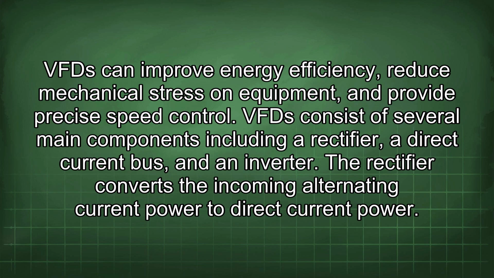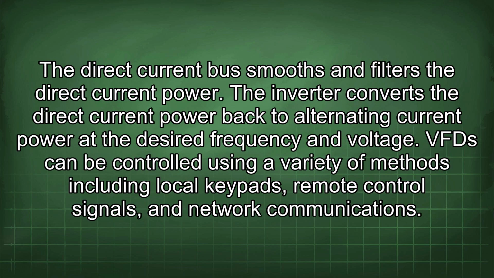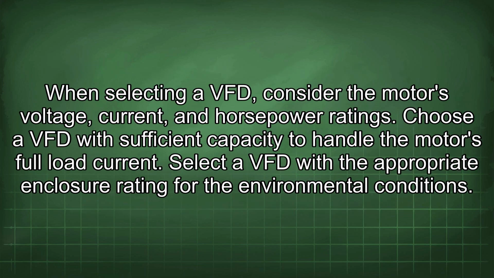The rectifier converts the incoming alternating current power to direct current power. The direct current bus smooths and filters the direct current power. The inverter converts the direct current power back to alternating current power at the desired frequency and voltage. A VFD can be controlled using a variety of methods, including local keypads, remote control signals, and network communications. When selecting a VFD, consider the motor's voltage, current, and horsepower ratings. Choose a VFD with sufficient capacity to handle the motor's full load current.